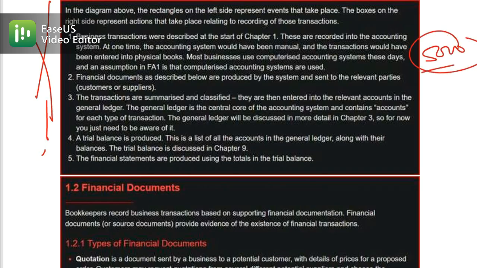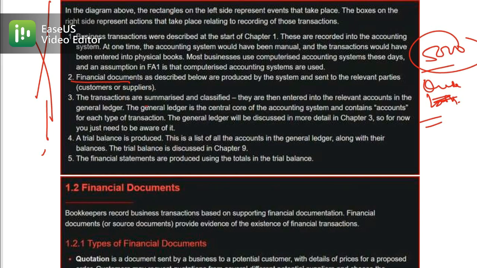After that, we have discussed financial documents, which are created by the system and sent to the relevant party. For example, you have an invoice. An invoice is sent to the customer for payment. A credit note is sent when goods are returned. So these documents act as proof of the transaction. Then we discussed classification into the ledger, which means the transactions are grouped into specific accounts. The general ledger is the main book of account. Sales go to the sales account, and salary goes into the payroll account. So this step is classifying the data.